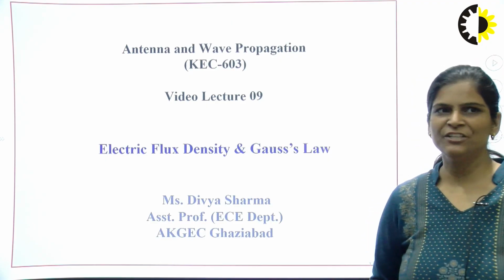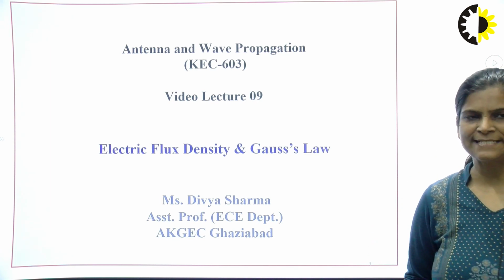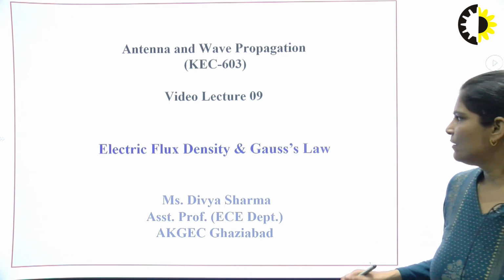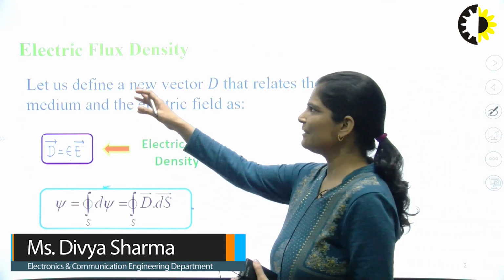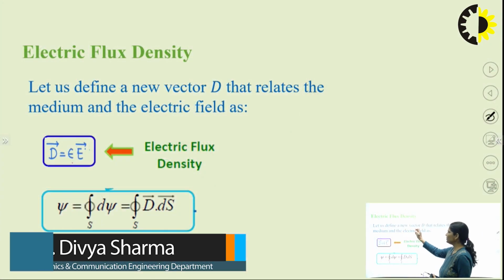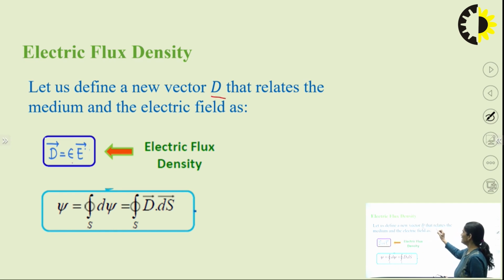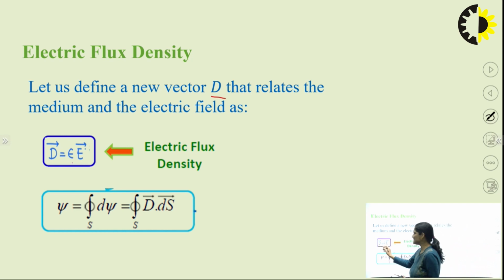Today my video lecture is on electric flux density and Gauss law. First, electric flux density. Let us define a new vector D that relates the medium and the electric field as D is equal to epsilon times the electric field intensity E. That is, D represents electric flux density, equal to epsilon E.